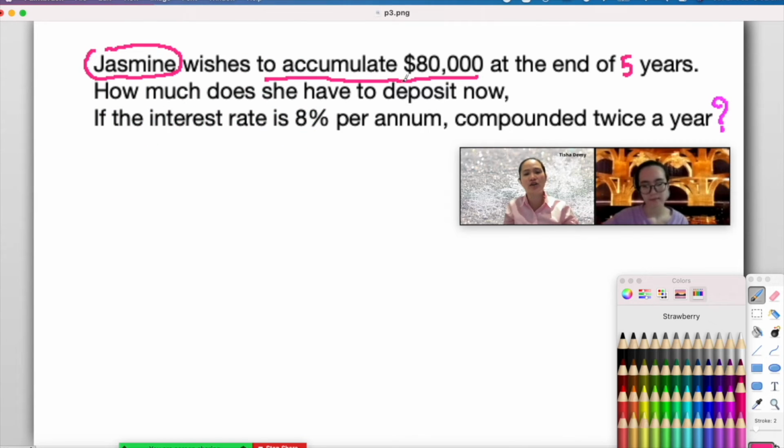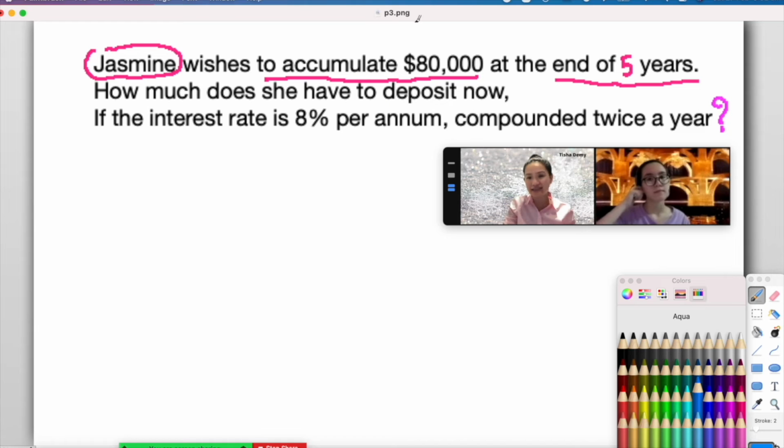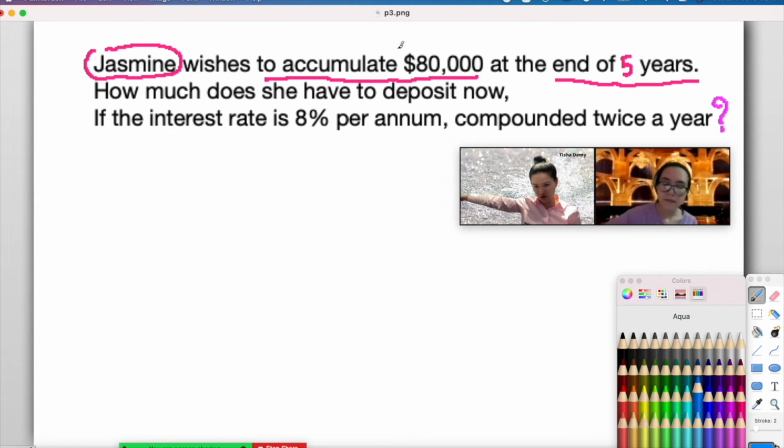Jasmine wishes to accumulate 80,000 at the end of 5 years. My question is, 80,000 here, but in the future, at the end of 5 years. So is this future value or present value? Future. Yes, because it's the value of money in the future. So it's future value, FV. At the end of 5 years, okay? You need to find N.